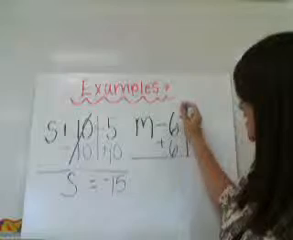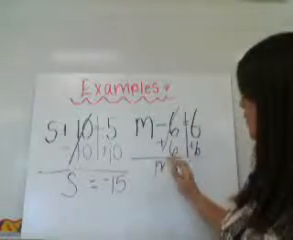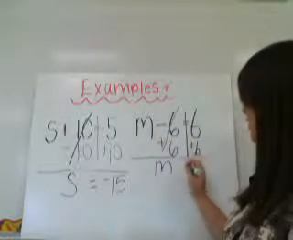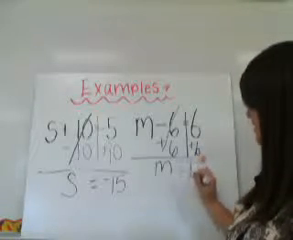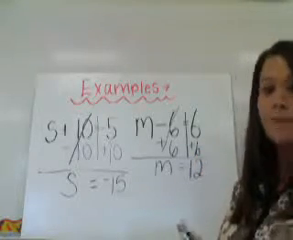Negative 6 plus 6, we're just going to cancel out because that's 0. Bring down our letter. Also bring down our equal sign. 6 plus 6 equals 12. So m equals 12.